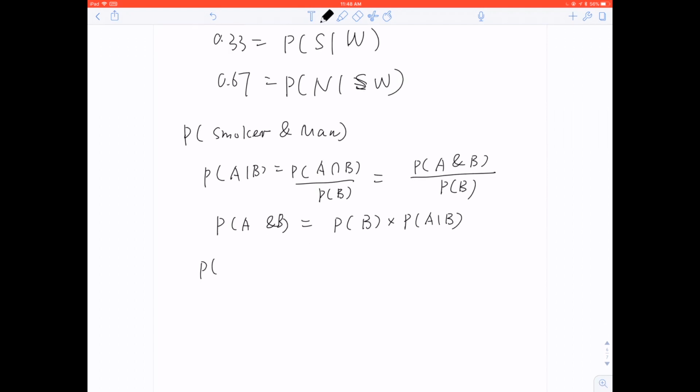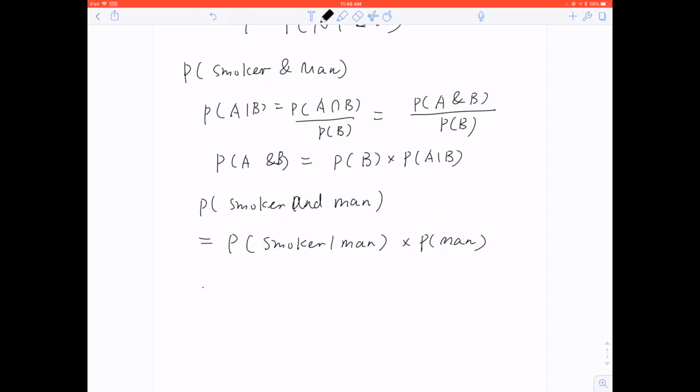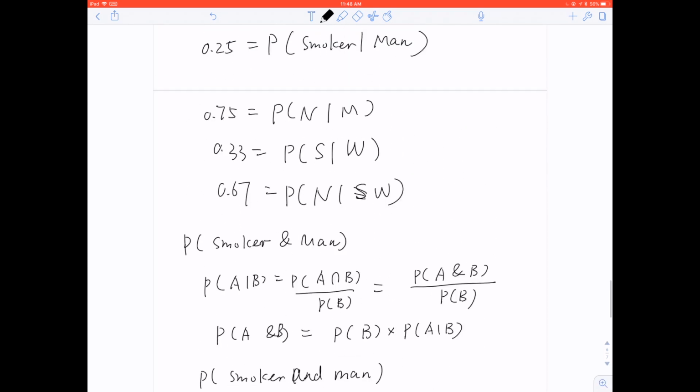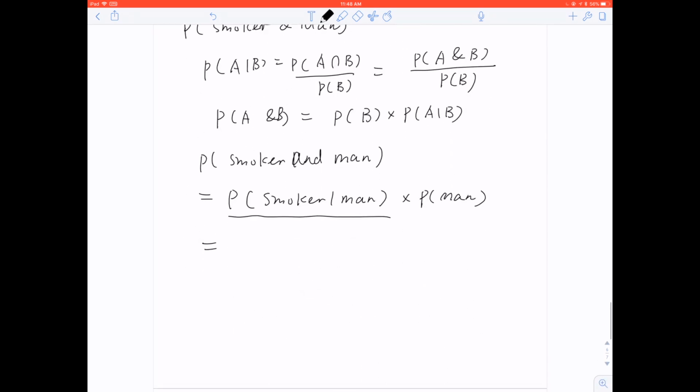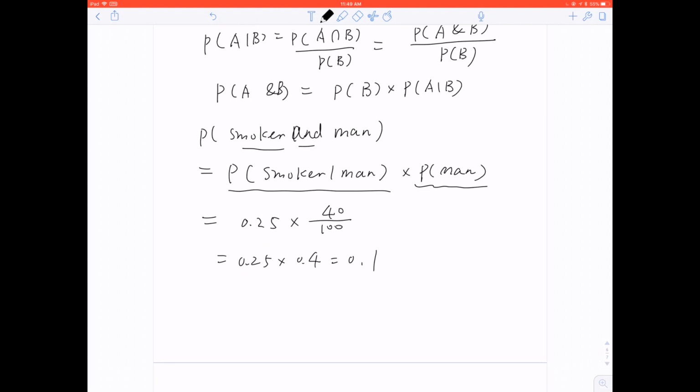So similarly, in this case, if you want to calculate the probability of both being a smoker and being a male, this is how to calculate this. This is a conditional probability multiplied by the probability of being a male in the sample. So we have got this already, do we? Given a man, what is the probability of a smoker? 0.25. And what is the probability of selecting a man from your sample? Remember, we got 40 of them over 100. So that's 0.25 multiplied by 0.4, and you got 0.1. So that is how to calculate the probability of both being a smoker and a man.